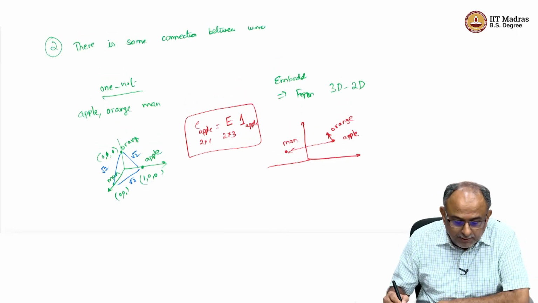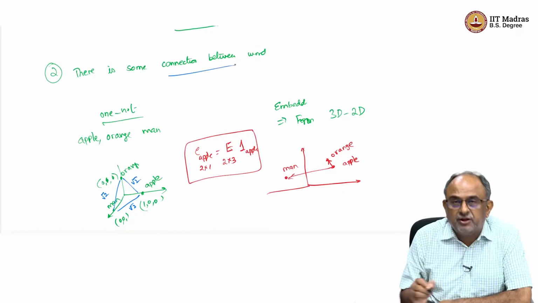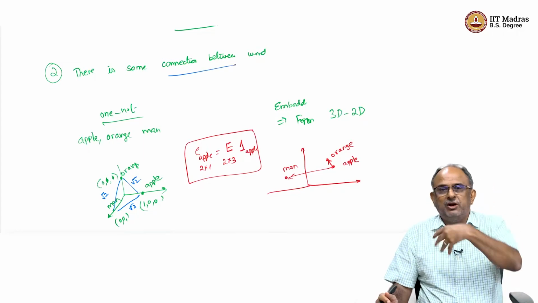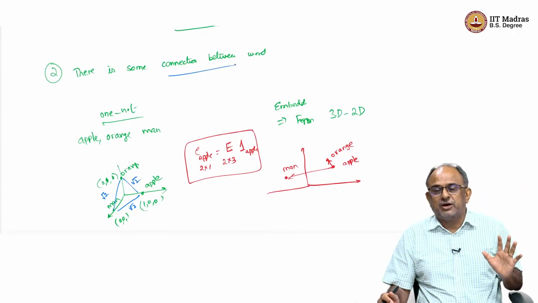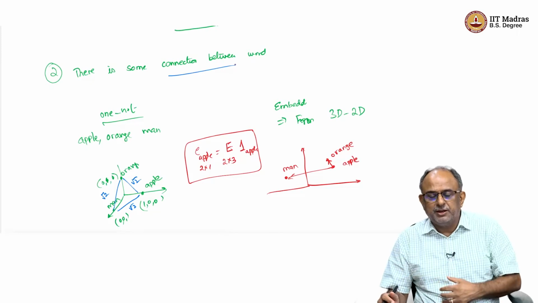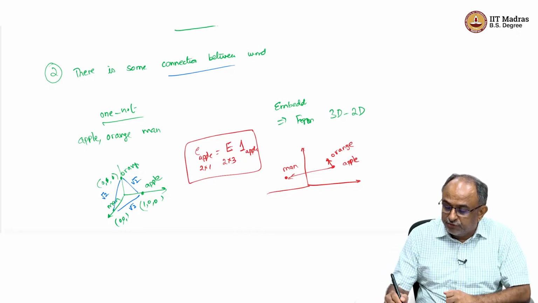So the second problem is also that all words are not equally far away from all the other words in the vocabulary. Some words are closer to each other in the embedding space. So this is a beautiful thing that happened.